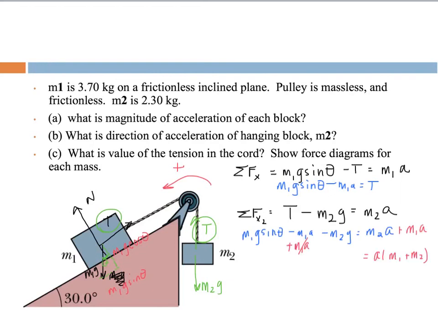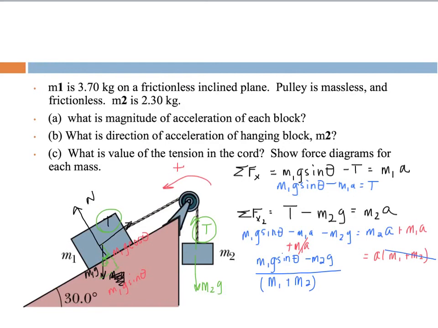Move m1a to the other side, factor out an acceleration, and then the last piece is to just divide by mass 1 plus mass 2. Again, you can see that we're getting almost the same relationship every time that we deal with a pulley system. Now we have a value for acceleration, or we have an equation for acceleration.